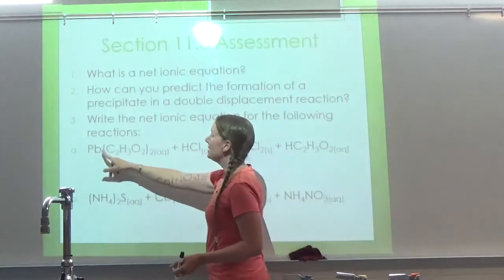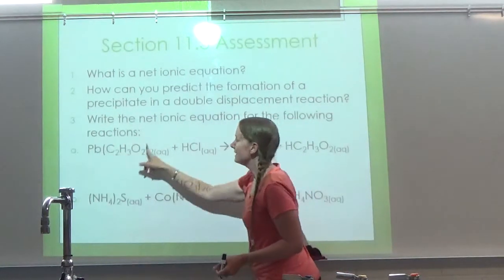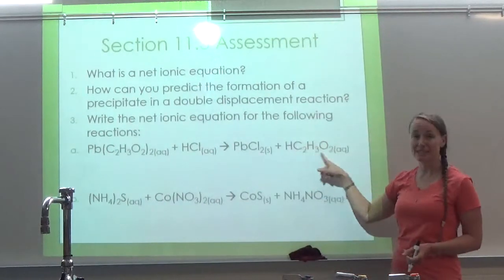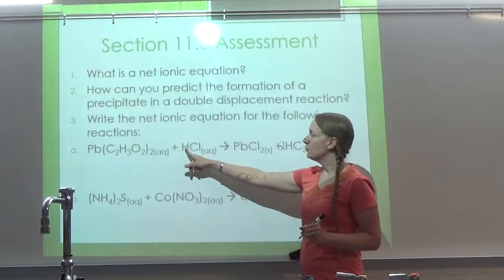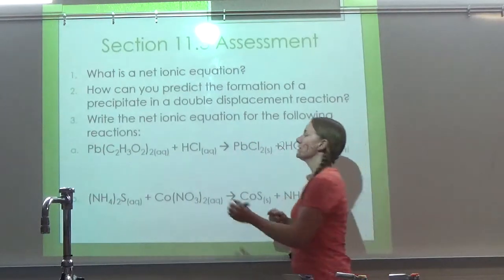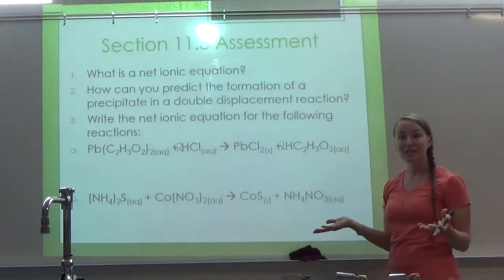Alright, so I have 1 Pb, 1 Pb, I have 2 acetates, but here I only have 1 acetate. So I'm going to put a 2. I have 1 H and 2 H's, so I'm going to put a 2. I have 2 Cl's and 2 Cl's. So now I balanced it.